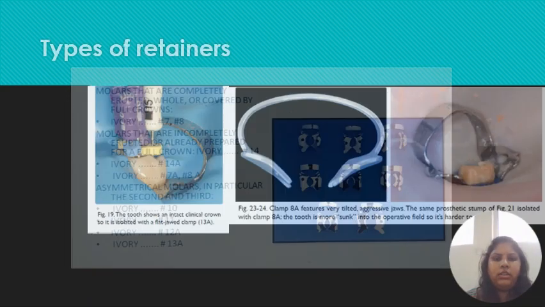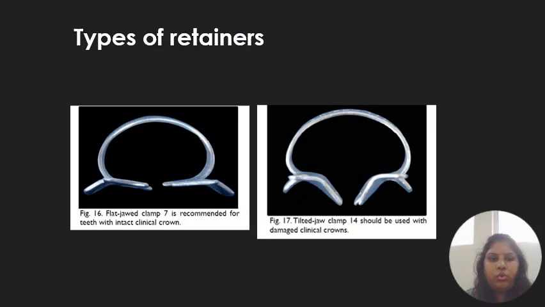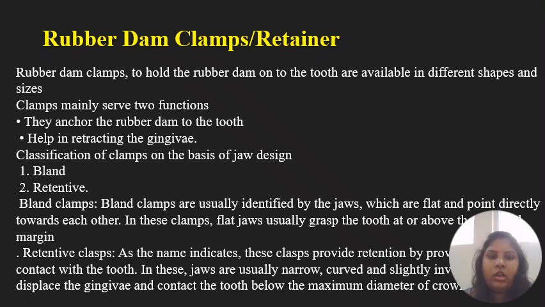So these are the other types of clamps and these are the different types of retainer. So you have two types of retainer. One is flat jaw clamp and the other one is tilted jaw clamp. So you have rubber dam clamp or retainers.